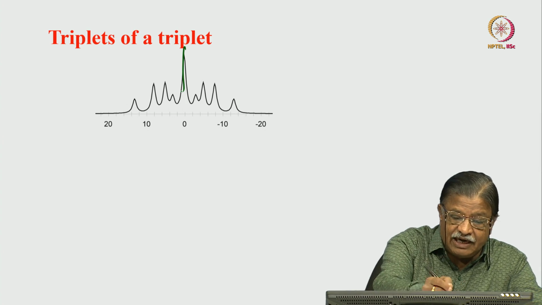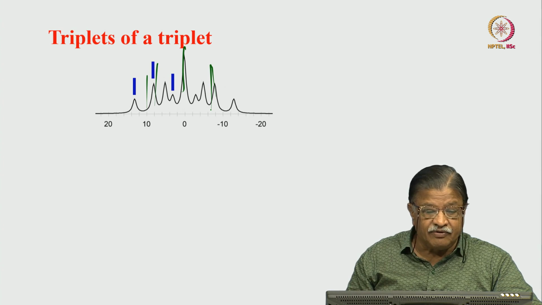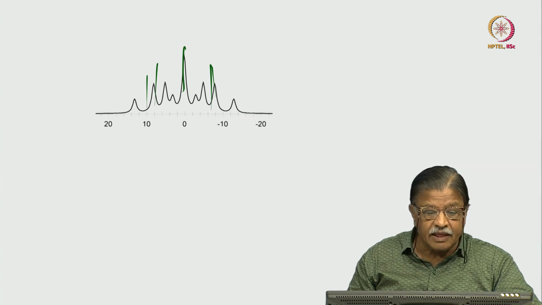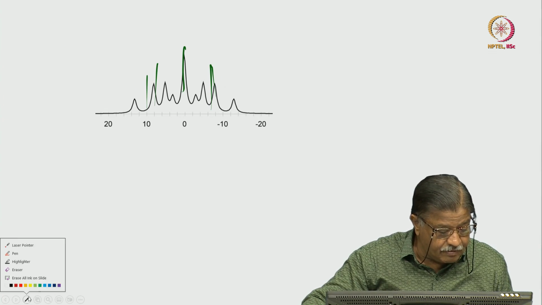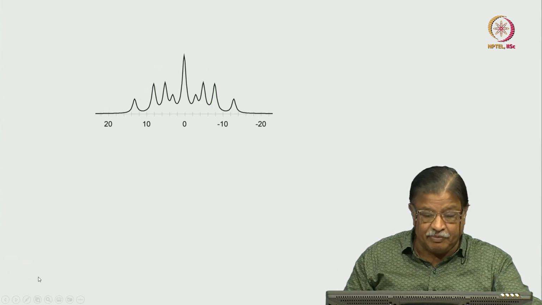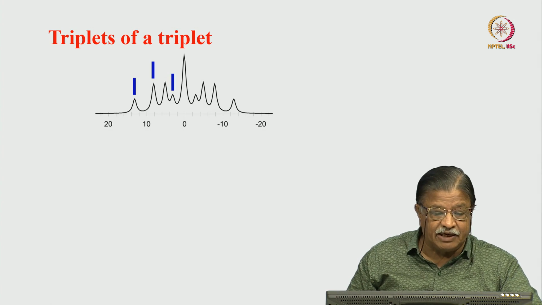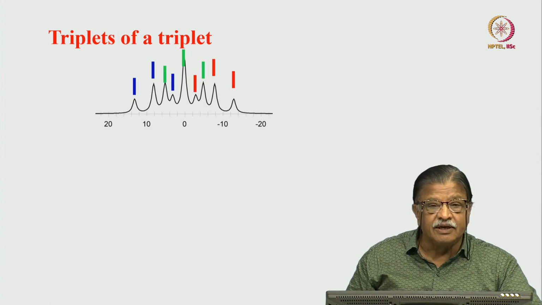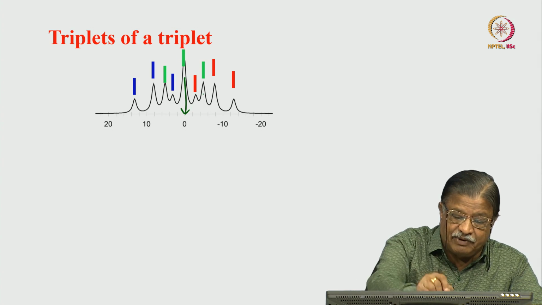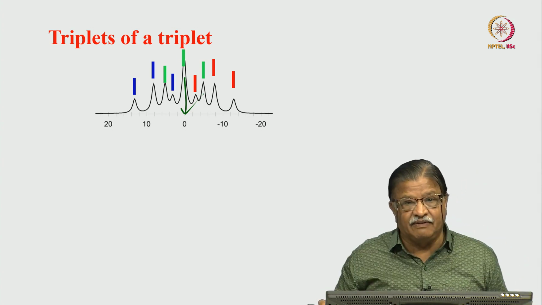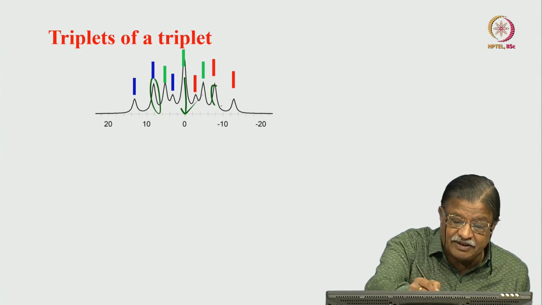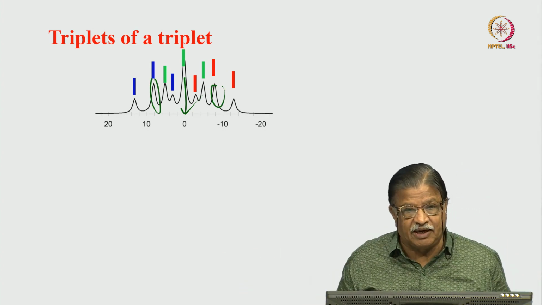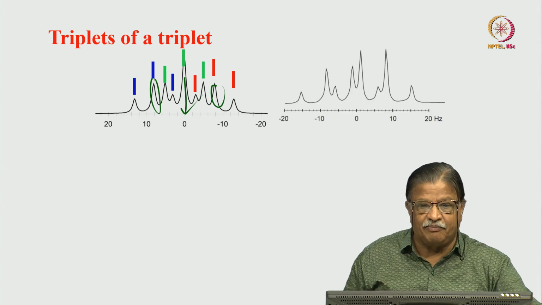So, this one and the center of this and this one for example is a triplet. First it is a triplet and each line of the triplet is split into another triplet like this. So, the center line of this triplet remains unaltered, the frequency remains the same, but then each line of this triplet is split further into a 1 to 1 triplet, it is called triplets of a triplet.